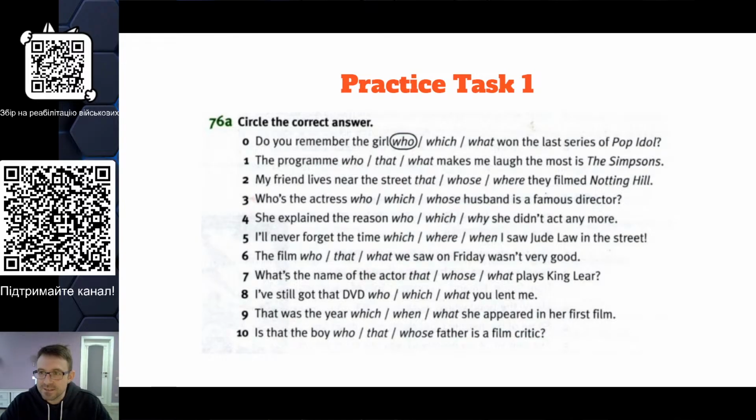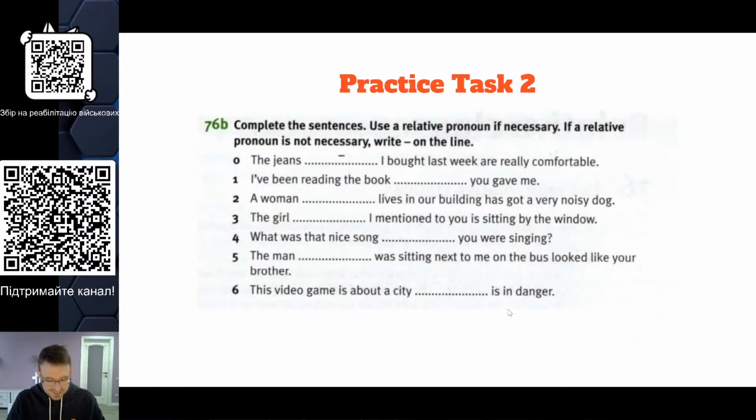Okay. So we don't seem to have any other questions here, so I think we can move forward to our second practice task, which is this one. So this task is a little bit shorter. Here we have six more sentences this time, and here I would like you to try and complete the sentences using the correct relative pronoun, so who, which, when, where, etc., but only if the relative pronoun is necessary.